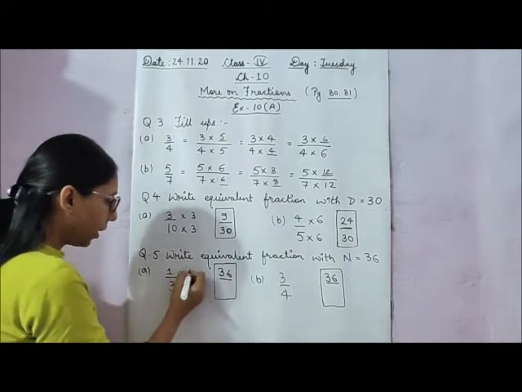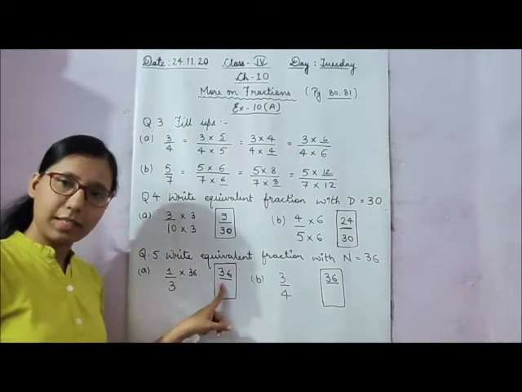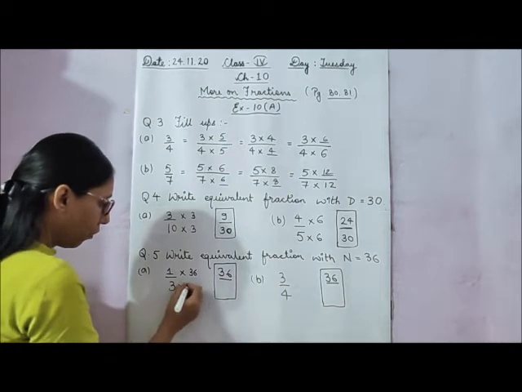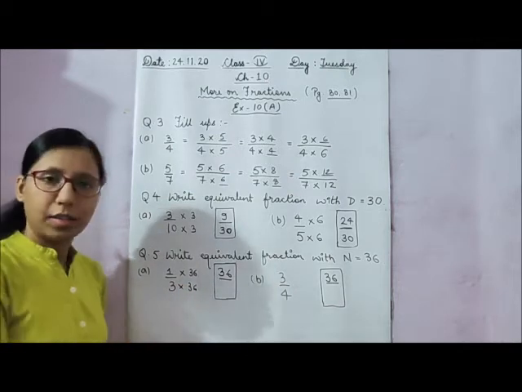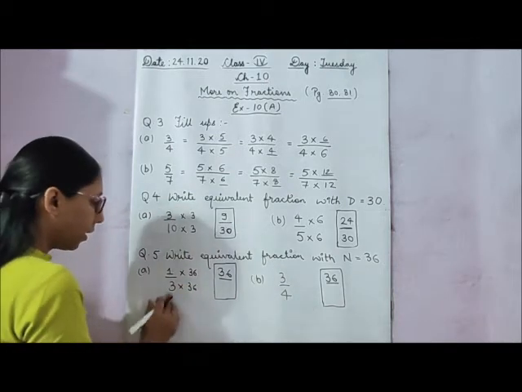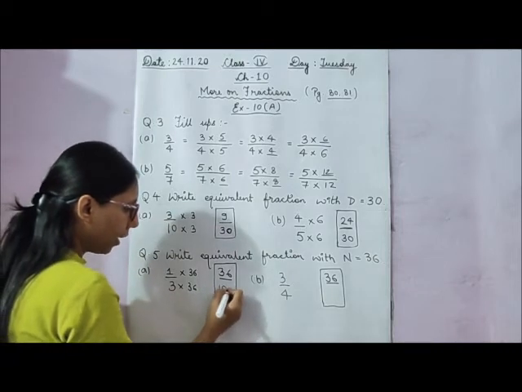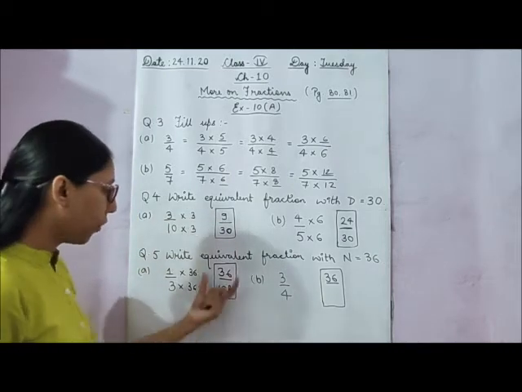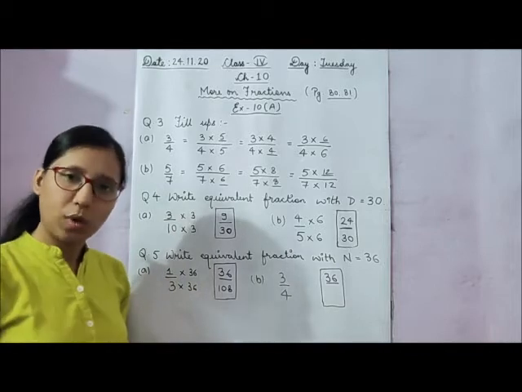So we multiply 1 by 36 and we get 36. So we will multiply this 36 in the denominator also, and 36 into 3 is 108. So the new fraction or equivalent fraction is 36 upon 108.